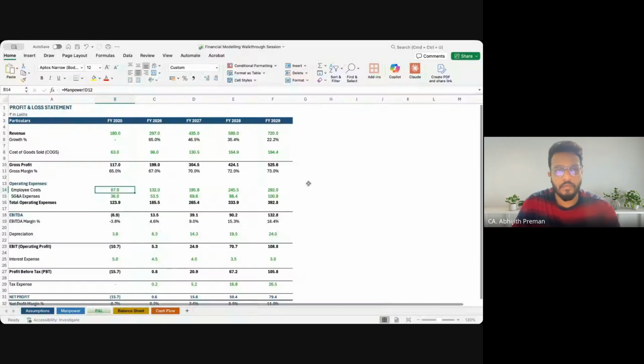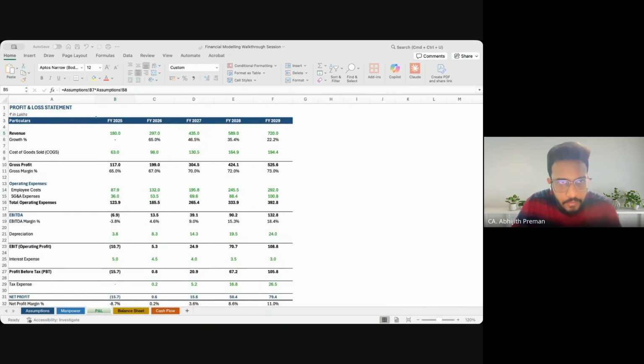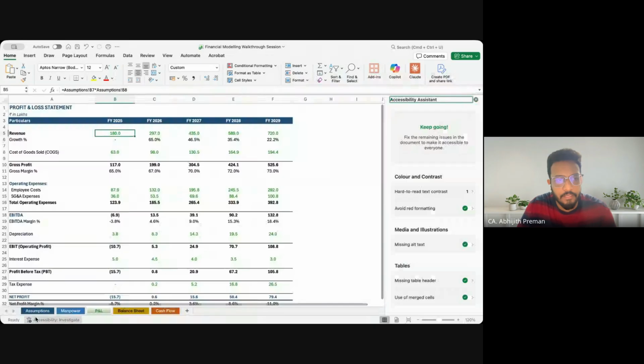So now if you go to the P&L sheet, if you look here, this is the formula bar. This revenue is coming from the key assumptions sheet. What is revenue? Revenue is nothing but average revenue per client into number of clients. So it's assumptions B7 into B8. Let us see what B7 and B8 are.